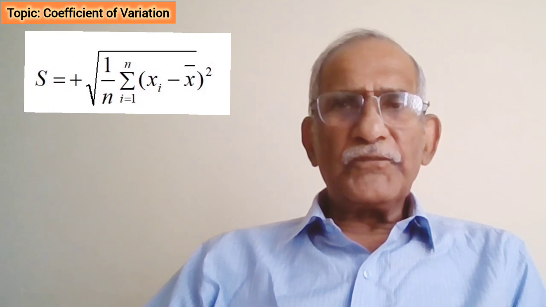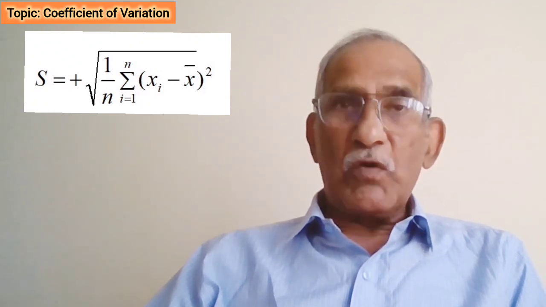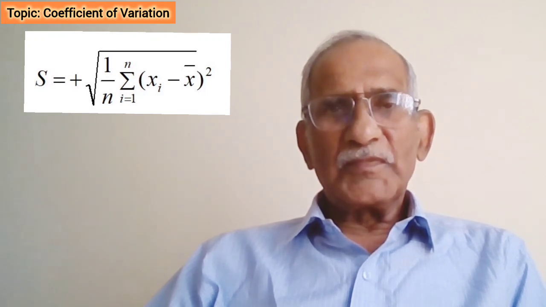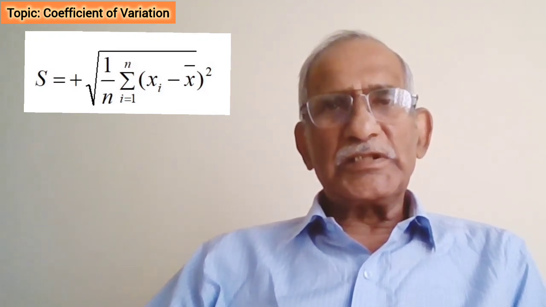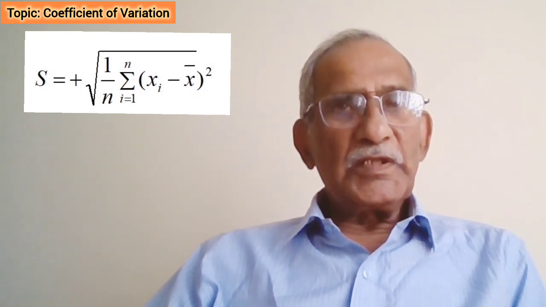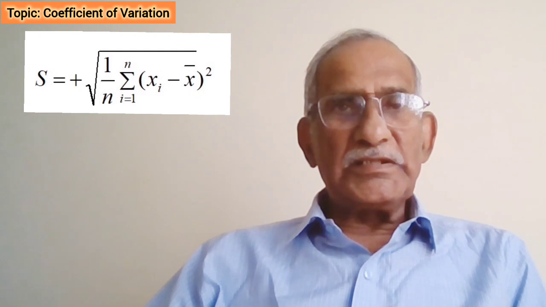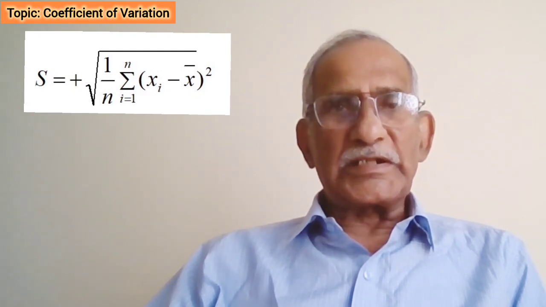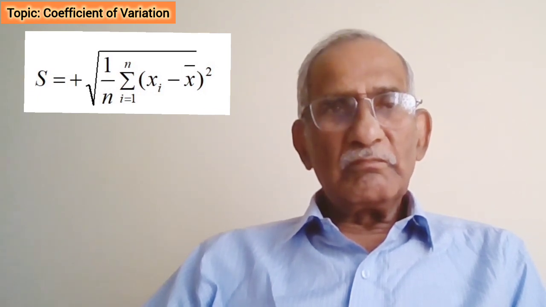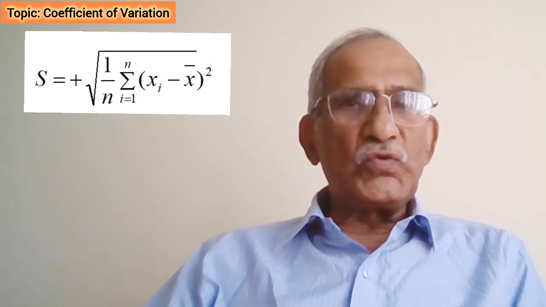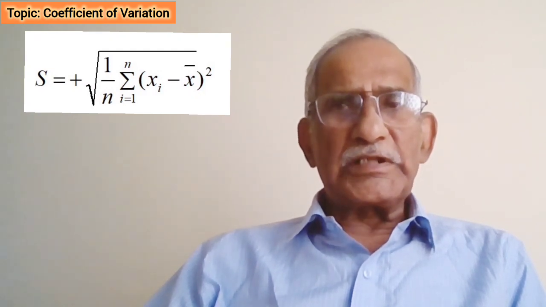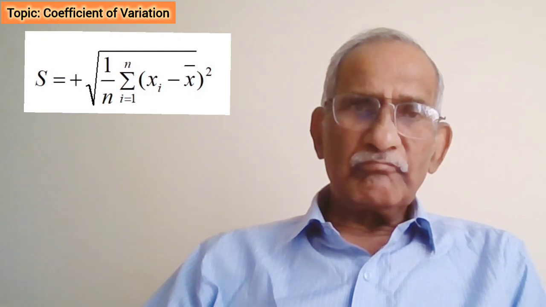If the value of standard deviation is small, then it indicates that there is less variation in data set. If it is high, it indicates that there is large variation in data set. And if it is zero, it indicates that there is no variation at all in the data set. All the values in the data set are the same.